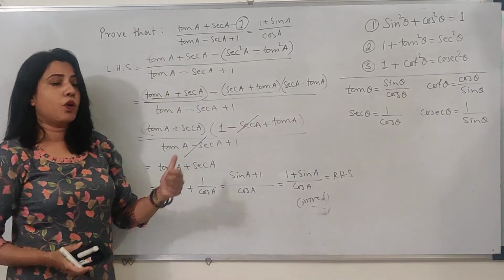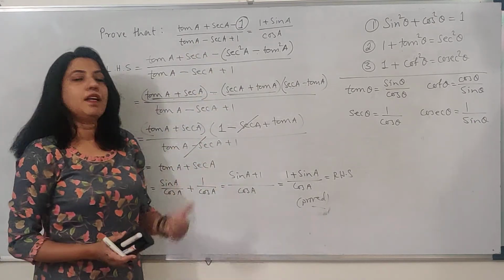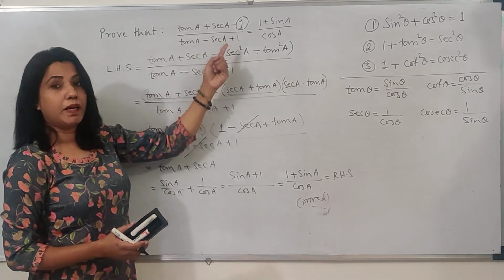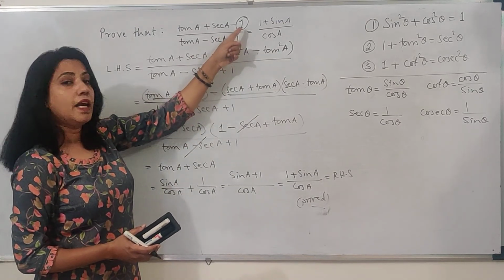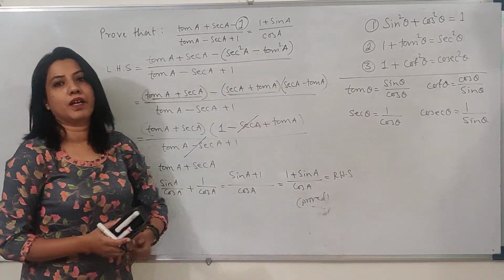So by using the trigonometrical identities, we can prove all the sums like this. Definitely it needs a lot of practice, but this sum, particularly, has a trick, that is in place of 1 you write sec square A minus tan square A. Then you get the sum very easily.